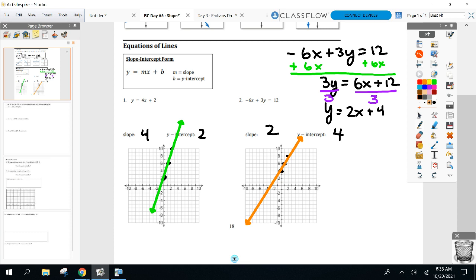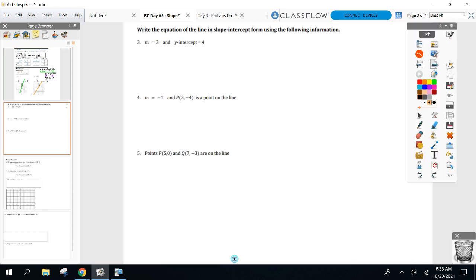Questions for you guys? How we doing? All right. So that's graphing. Now, can you write the equation for me? If I give you some info, can you write the equation in slope-intercept form? Just a reminder, it's got to look like y equals mx plus b when I'm done. I won't accept any other form. There are other forms, but we'll stay in y equals mx plus b.